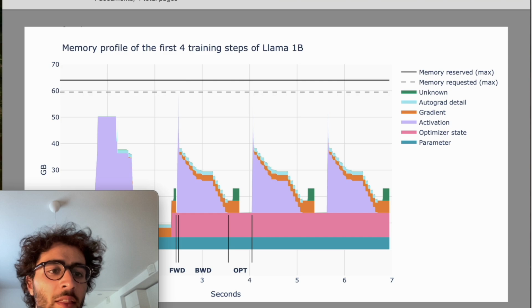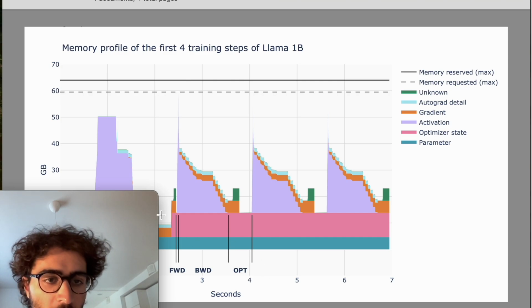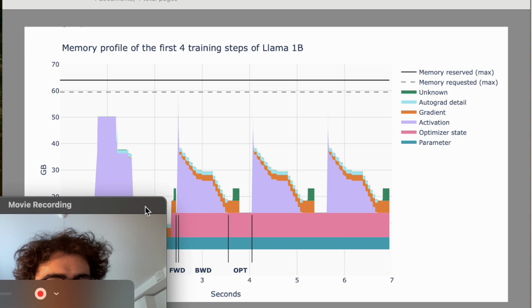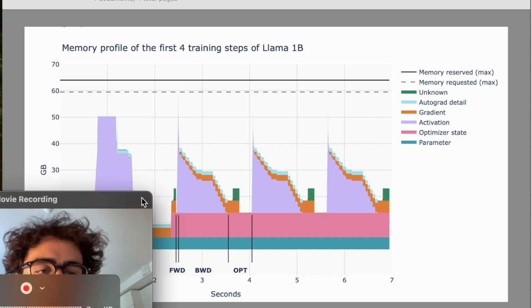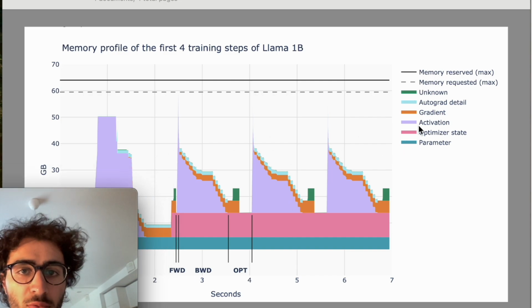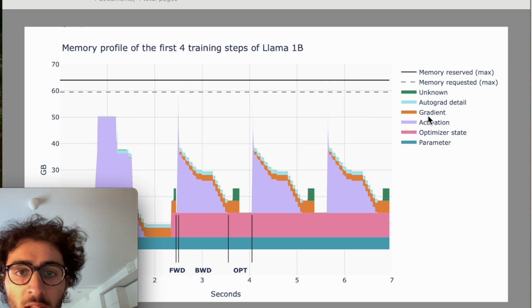So now let's look at the memory profile of the first four training steps of Llama 1 billion. You can see this graph. I'll quickly move my camera for the full picture, but in this bottom left corner there's not that much important information. Every single color corresponds to one category of memory. The major ones would be activations, the intermediate outputs that are stored during the forward pass. There's also the gradients, which is this orange color here.